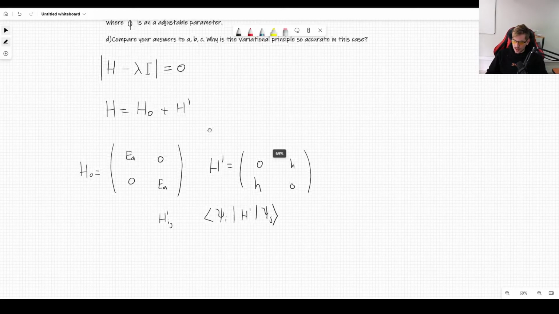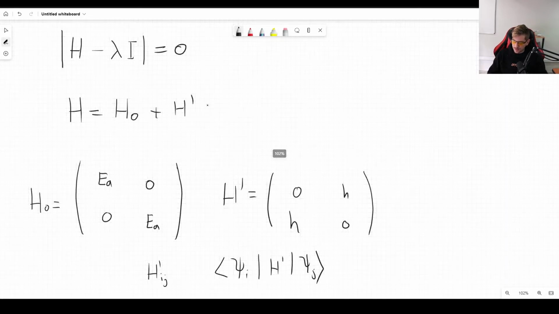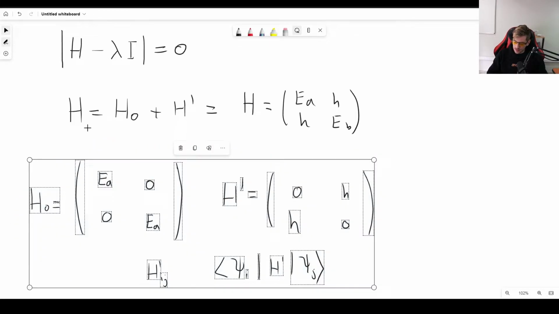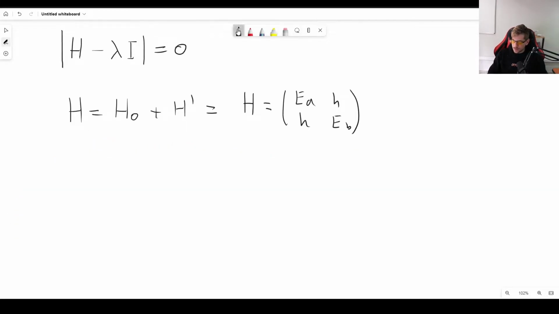So now we can add these two together and we can find H. So H is simply the sum of these two matrices. So we get EA, h, h, EB. So this is the matrix for which we now want to find the eigenvalues. That way we will find the allowed energies. So we have to use exactly this formula right here.